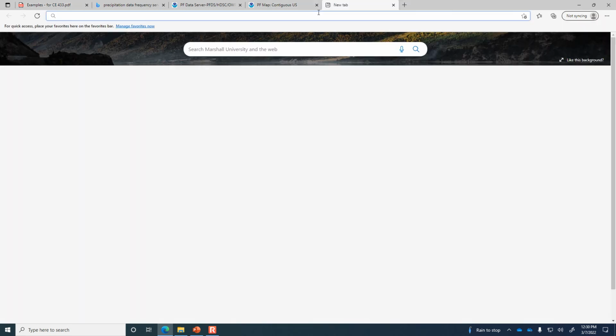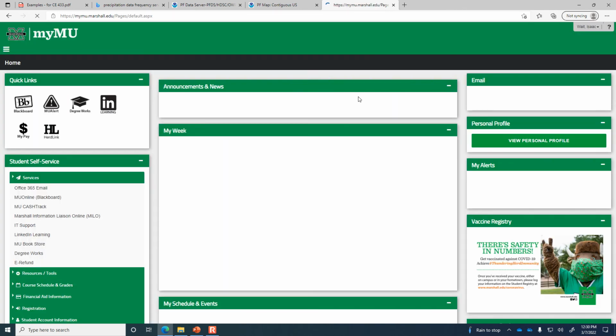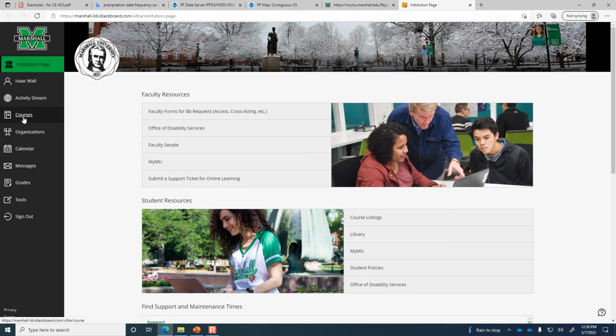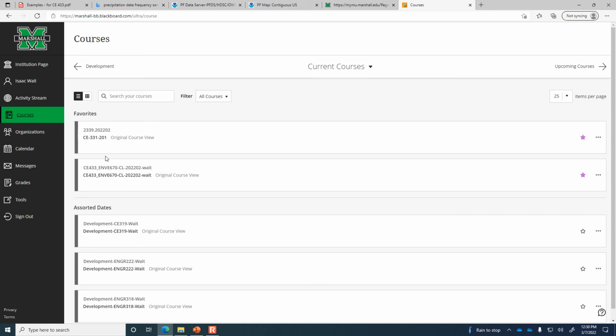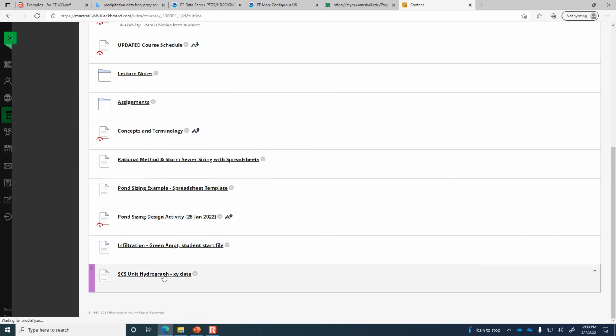If not, let me go to Blackboard and get that same file as a starting point, just so you don't have to type it in, because all it takes is one accidental keystroke in the wrong spot and you've got the wrong hydrograph. Down here at the bottom, the XY data.